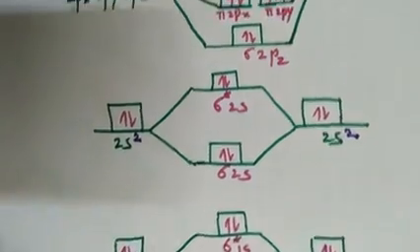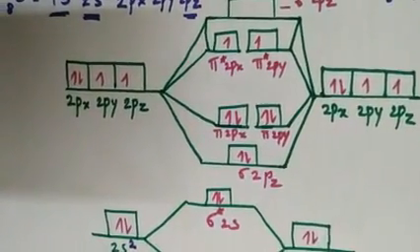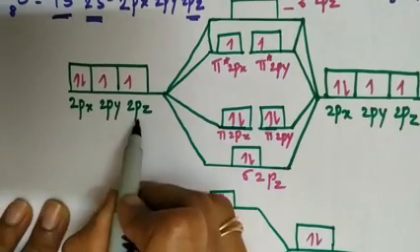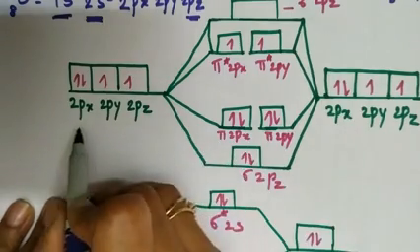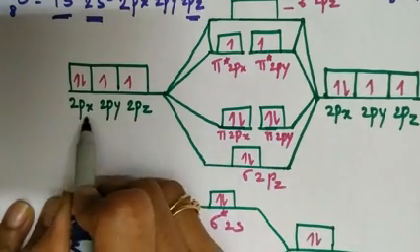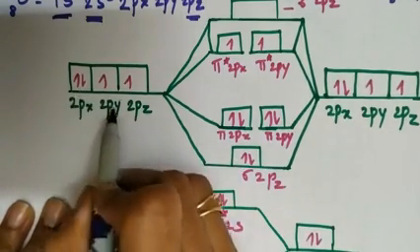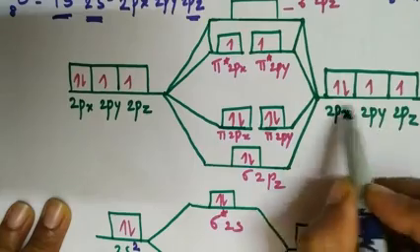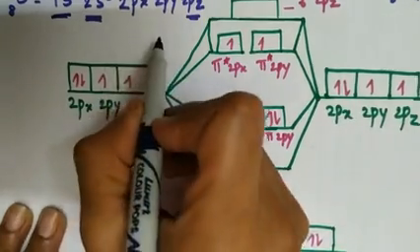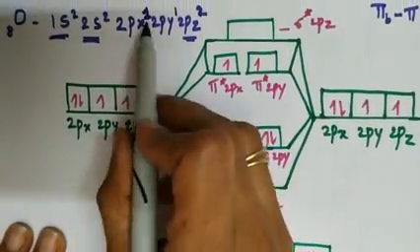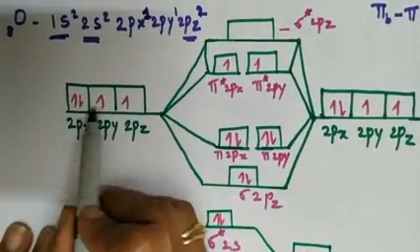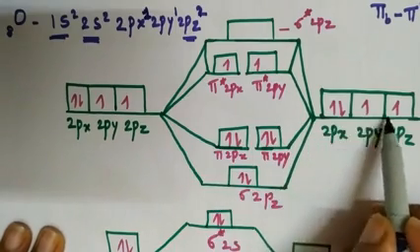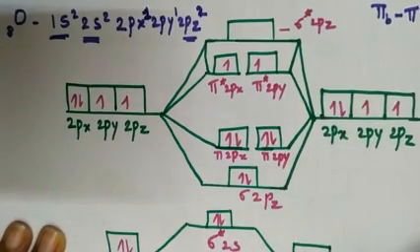Now comes a bit complicated: p orbitals. For 2px, 2py and 2pz, see again I have the habit of writing px 2 electrons, py 1 and pz. Here also 2px, 2py and 2pz. So in p orbital how many electrons are we having? 1, 2, 3, 4. In another oxygen atom also 1, 2, 3, 4. So total of 8 electrons we are having here.